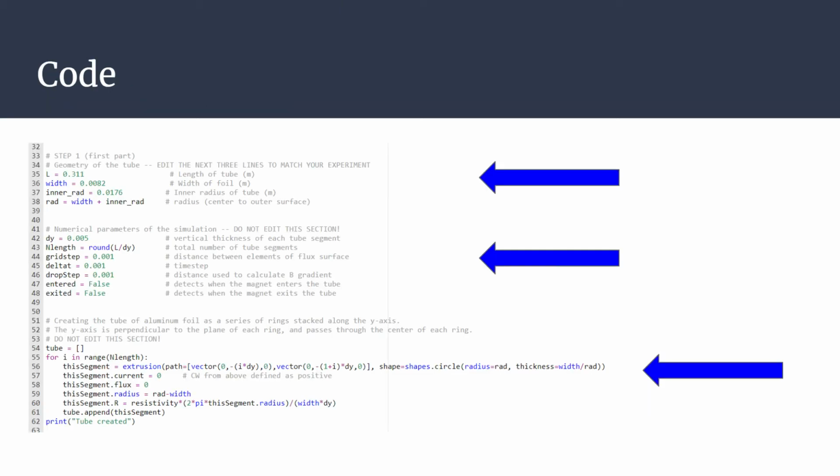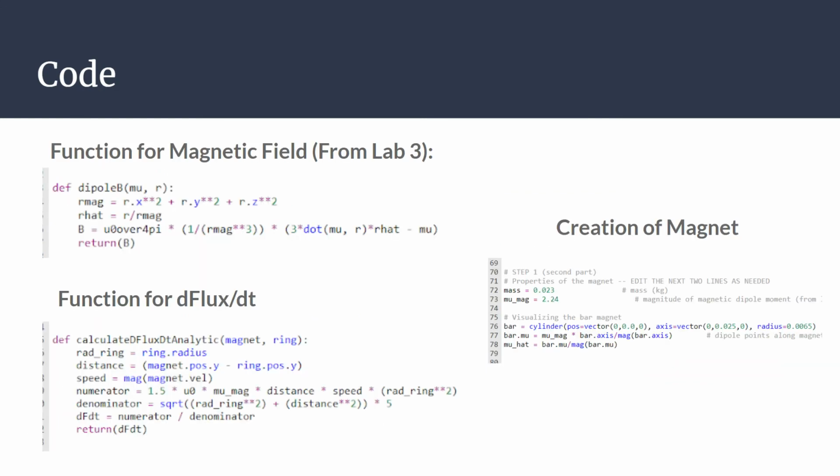The next step of the experiment was to use code to create a simulation of the experiment. In the first part of the code, going in order of the arrows, I initialized my constants, set up the simulation to see the tube of foil as a series of rings, and then actually created the aluminum tube and the simulation of the falling magnet. Next, I created the magnet at rest using my mu-mag from the previous lab and created functions to calculate the magnetic field and d-flux over dt.